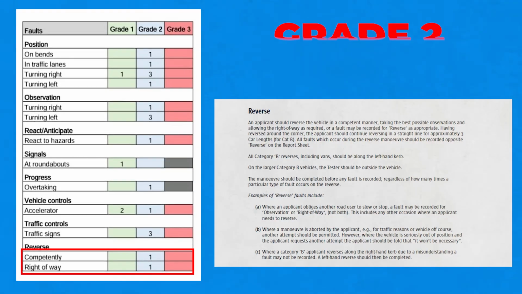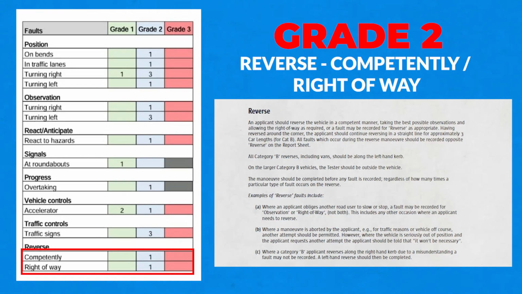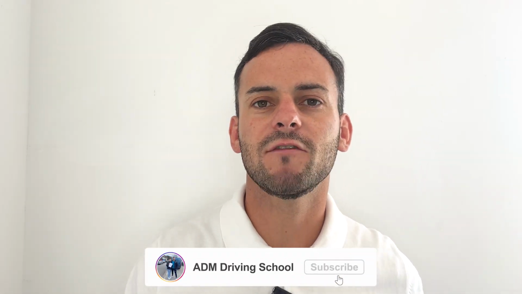And next we see he picked up a grade 2 for competency on the reverse around the corner and right of way. So competency means, can you reverse around the corner at a reasonable speed and keeping reasonably close to the footpath. So to pick up a mark for right of way on the reverse around the corner, it meant he was reversing back, he was looking around, he seen another road user coming from behind, and he continued to reverse as they were overtaking him.